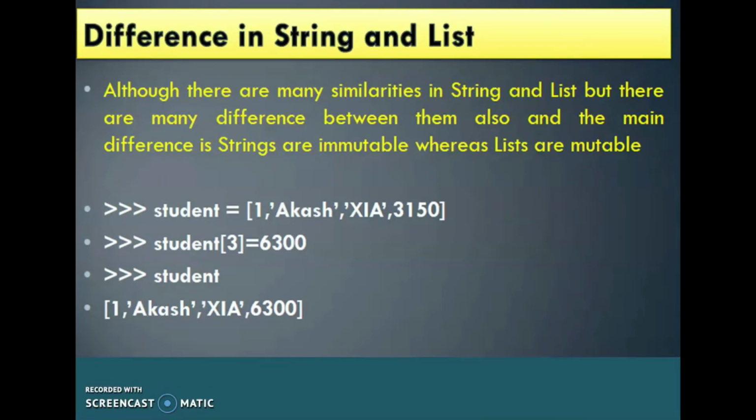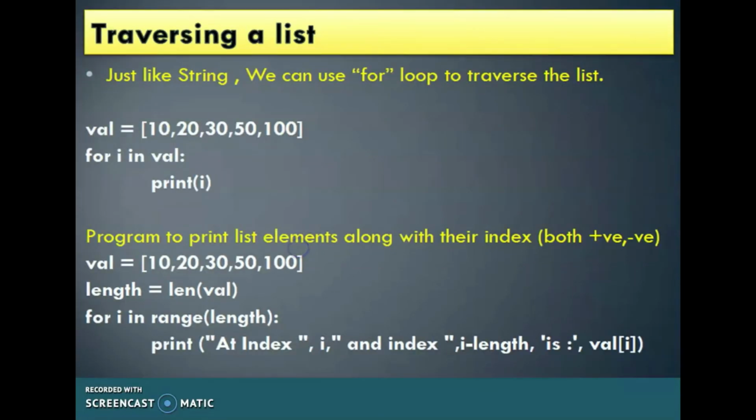So lists are mutable. Okay, clear? Then traversing a list. Traversing means you can go through the values of a list. That is traversing a list. Just like a string, we can use a for loop to traverse the list.